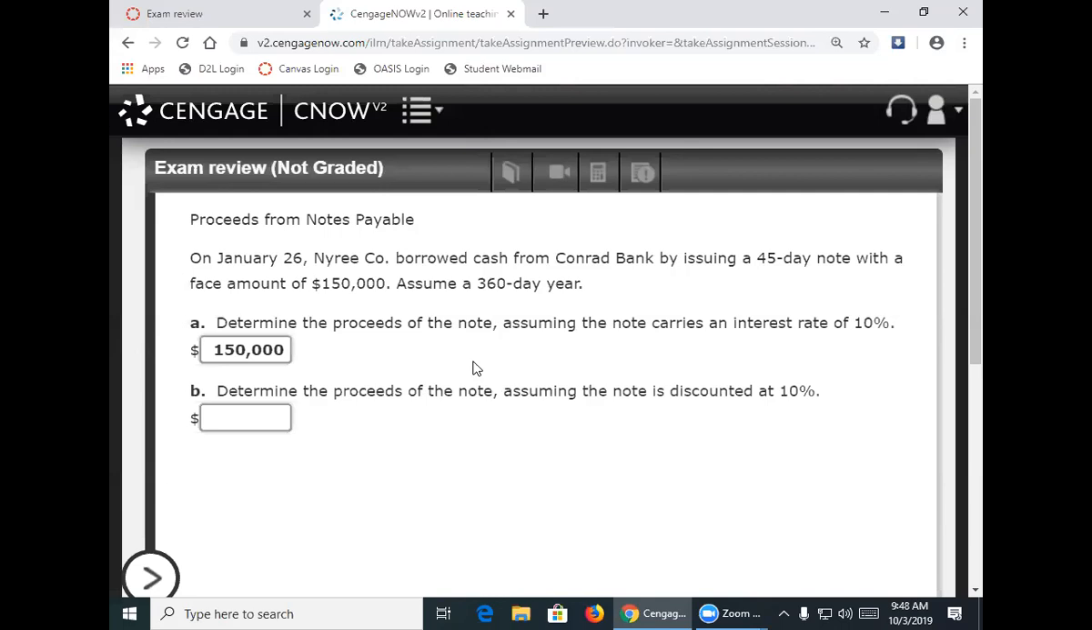Okay, so we calculated the discount amount just like you would calculate interest. It's the same calculation: principal times interest rate times time, with days over 360. And then we took the 150,000 minus 1,875. So the proceeds, or the cash received, is 148,125. So really, when you have a discounted note, just calculate the discount amount and then subtract it from the 150.